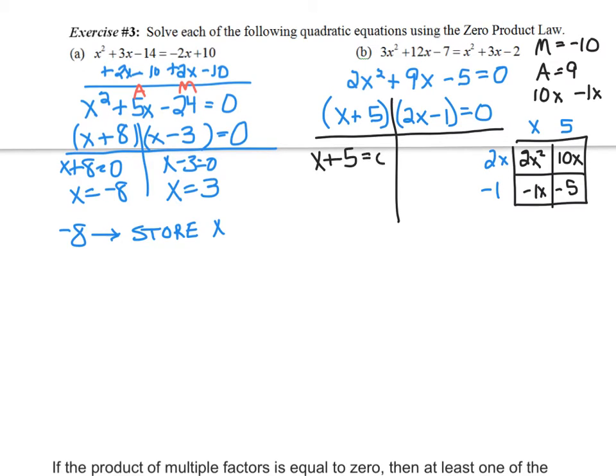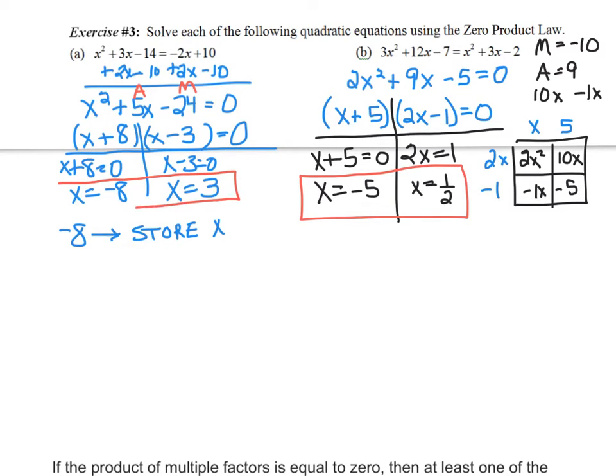So if x plus 5 is equal to 0, that tells me that x must be negative 5. If 2x minus 1 is 0, that tells me that 2x must equal 1. So the solution is x equals 1/2. Are you noticing that for all of these quadratic equations using the zero product law, I am getting two solutions for x. And again, I can go back and use store on my calculator to check both of those solutions.